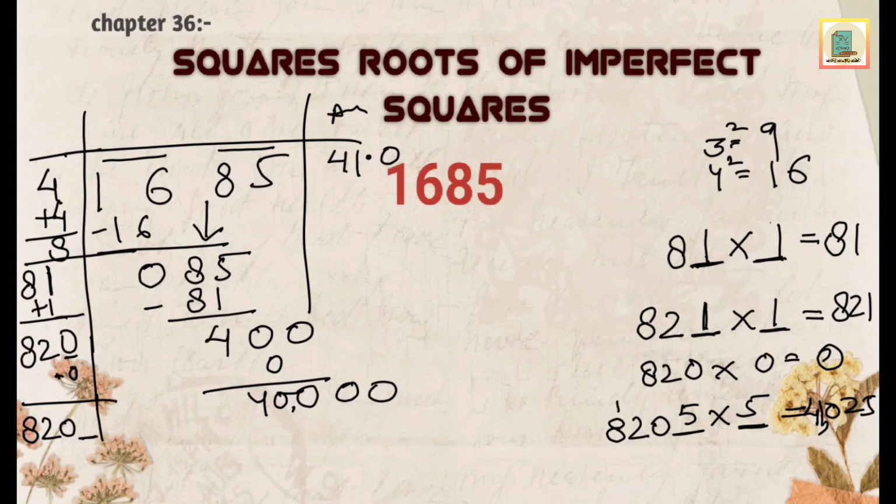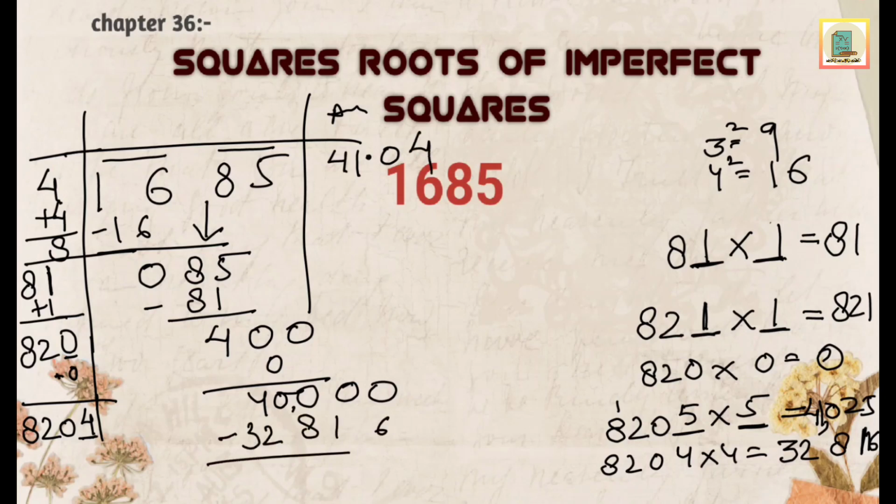So it will go by 4. So let's try with 4. So 820, 4 over here and multiply by 4 only. So we get 16. 4 2s are 8. 8 4s are 32. So 32816. So 4 over here and 4 in the answer part. So, minus 32,816. So, we get 4, 8, 1, 7. So, 7184 is the remainder.